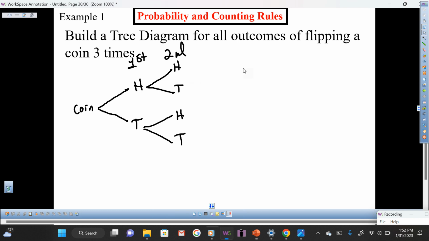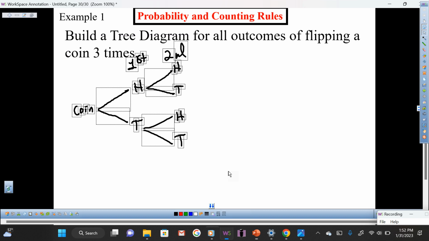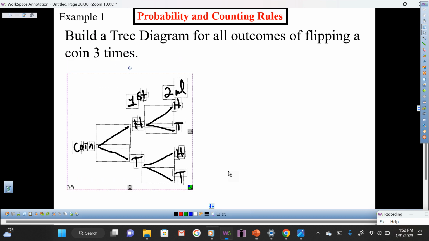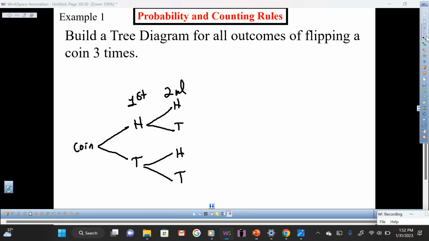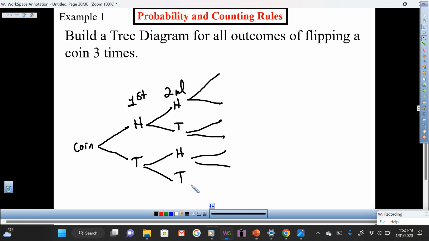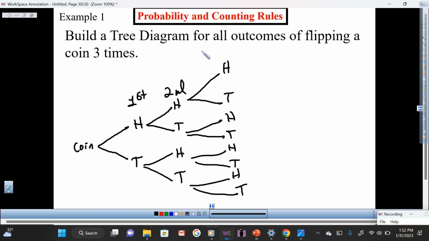Everybody following? Yeah? Let me move this down to make some room. Bam! Love technology, man. When it works. All right, let's go to the third flip. Heads, tails, heads, tails, heads, tails, heads, tails. So, let's write all the possibilities of the sample that we're looking at.